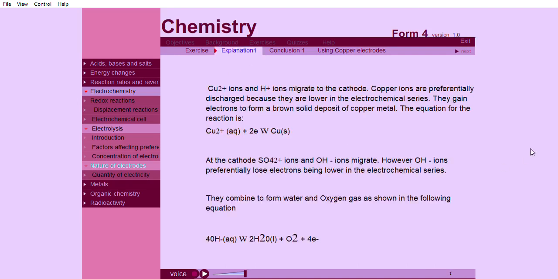At the cathode, both copper ions and hydrogen ions migrate towards it. Copper ions gain electrons to form copper metal, which appears as brown deposits. Copper ions are therefore preferentially discharged. The equation for the reaction is given. At the anode, sulfate ions and hydroxide ions migrate. However, hydroxide ions preferentially lose electrons, being lower in the electrochemical series. They combine to form water and oxygen gas as shown in the following equation.